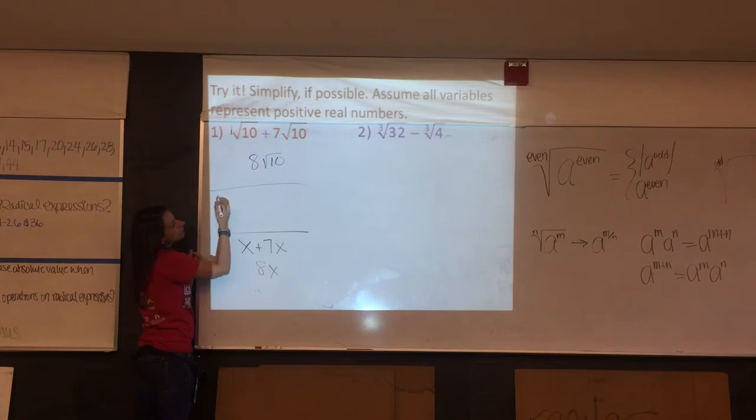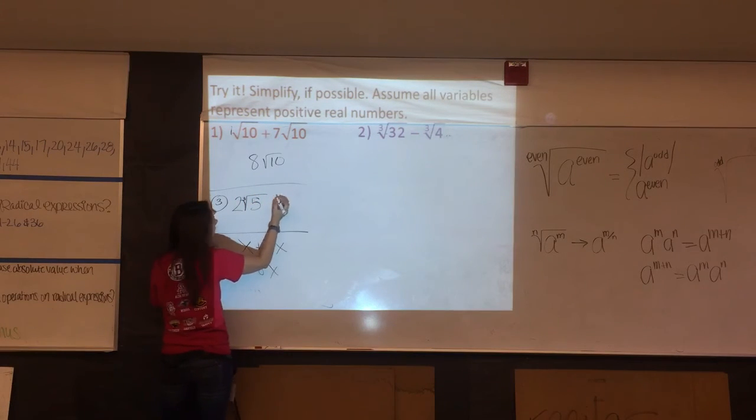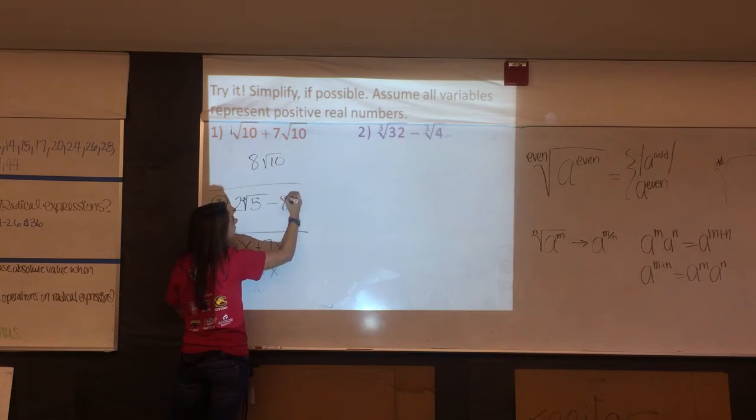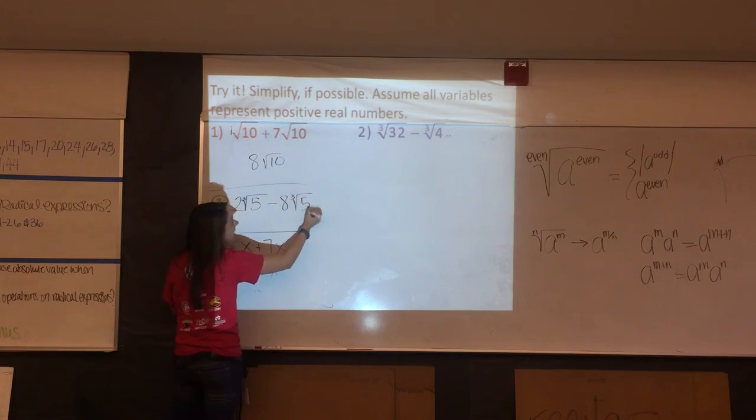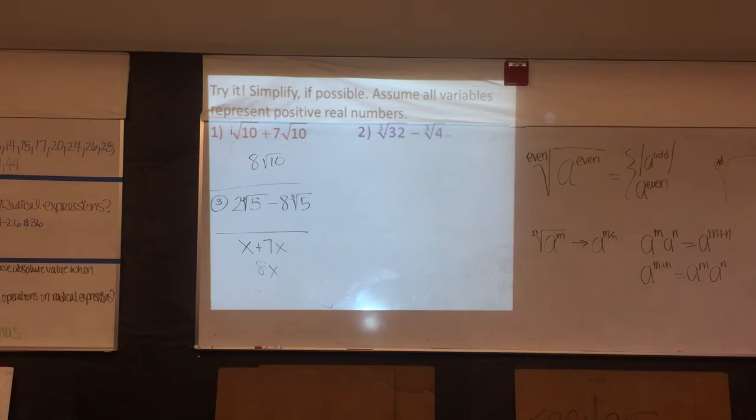Let me give you another one that's super basic. What if I give you, and I'll call this one number 3, okay? What if I give you 2 cube root of 5 minus 8 cube root of 5? What do you think the answer is going to be? Write it down on a whiteboard. It's not in the notes. I made it easier.